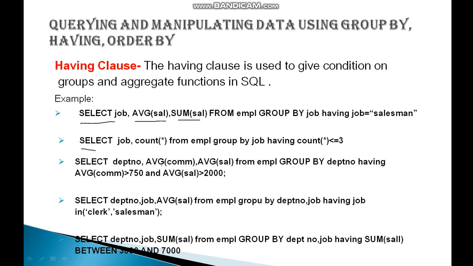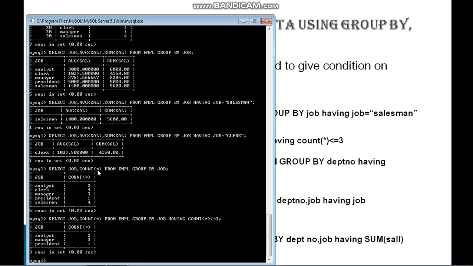Select department number, average commission, average salary from employee, group by department number, having average commission is greater than 750 and average salary is greater than 2000. So they are showing certain values between the aggregate functions, and this type of query also, where we are using the AND keyword. So let us do this query also.